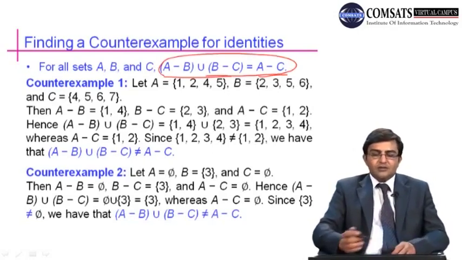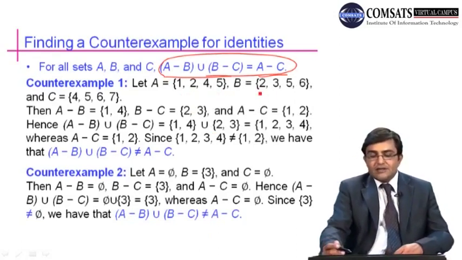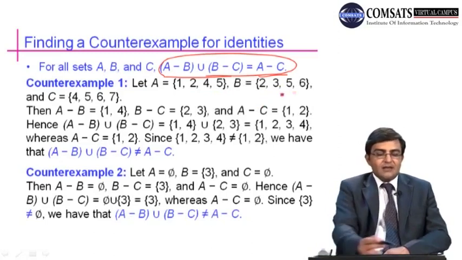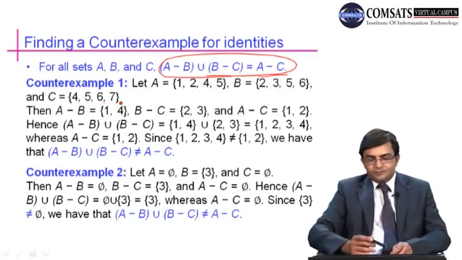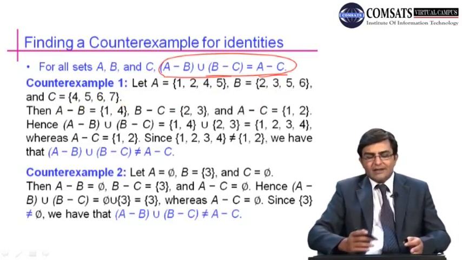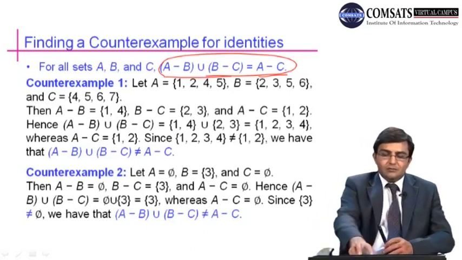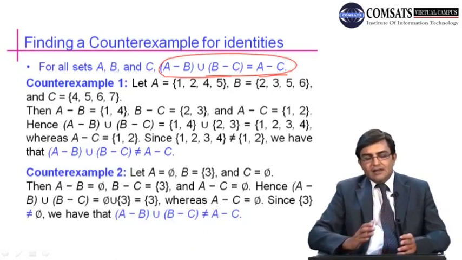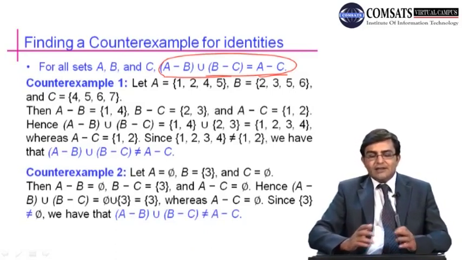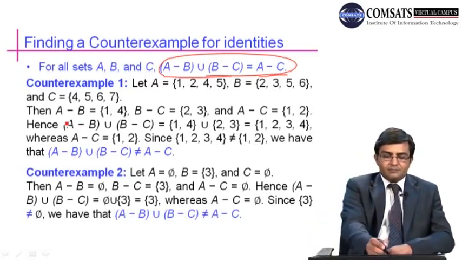So we suppose that A is a set which contains 1, 2, 4, 5, B is a set which contains 2, 3, 5, 6, C is a set which contains 4, 5, 6, 7. So we choose some particular sets A, B, C. Now we calculate the left hand side, then we calculate the right hand side, and then we see whether these two sides are equal or not. So we calculate A minus B here.